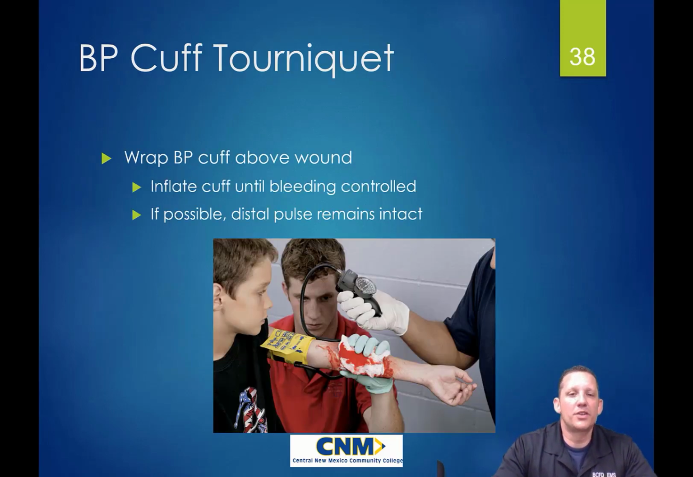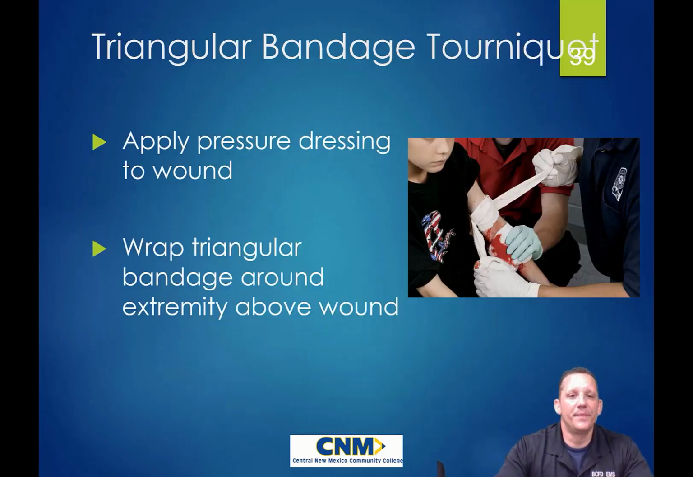You can use a blood pressure cuff as an impromptu tourniquet. In this particular photo, it says inflate the cuff until the bleeding's controlled, if possible, distal pulses remain intact. In reality, if you're going to place a tourniquet because you need that to stop the bleeding, just shut the pulses down. There's no need to play the game of "I'll increase this BP cuff's pressure so that I still kind of have a pulse, but the bleeding is slowed." That's not the idea that we have. This is just a simple triangular bandage tourniquet.